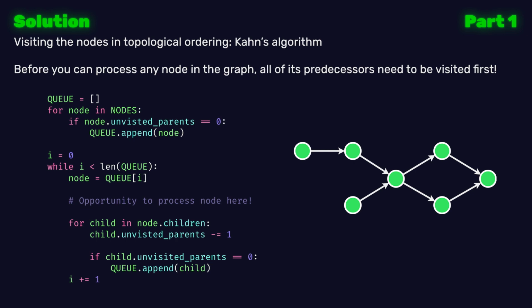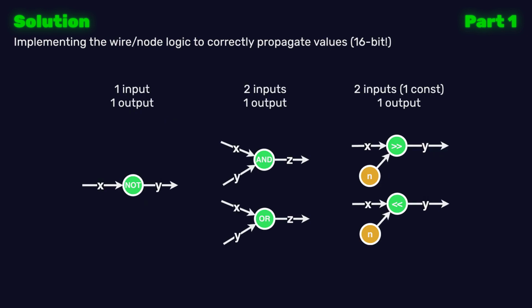Lastly, of course, we need to increment I by 1 to move to the next node in the queue, and that's it. You now should have an algorithm which visits all nodes in the graph in topological order. The second part is implementing the 16-bit logic.